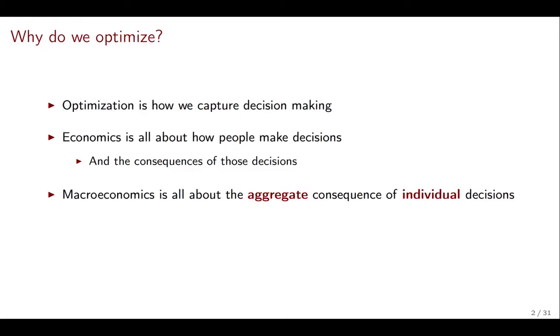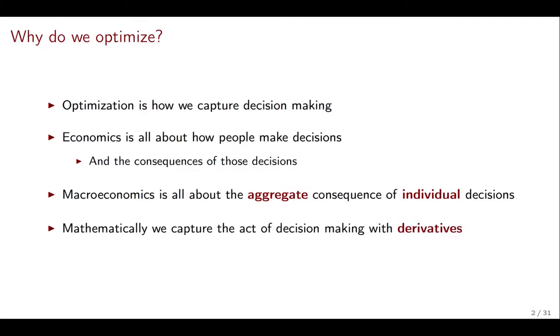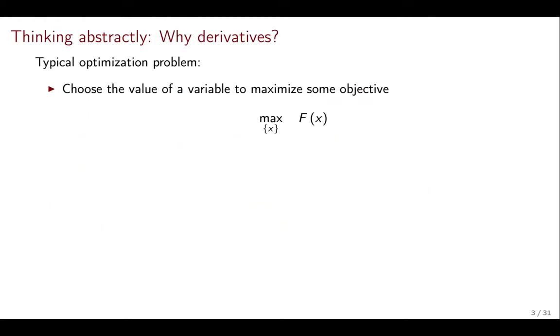And so before we turn to those aggregate consequences, we need to have a way of understanding, again, how individuals make those decisions. And the mathematical way in which we capture decision making is with derivatives. And so every time we think about agents making decisions, we are actually thinking mathematically about agents taking derivatives. And so when we take derivatives in our problems, we're really simulating the decision-making process of individuals.